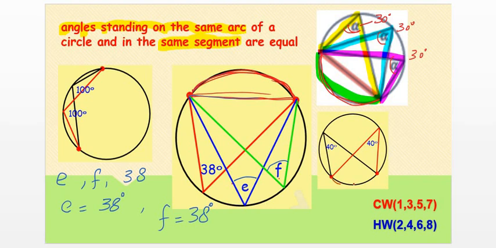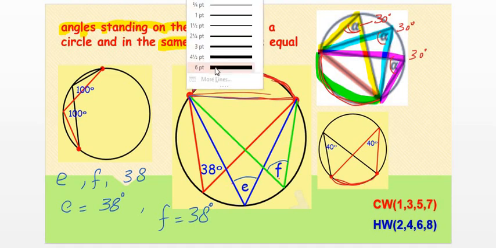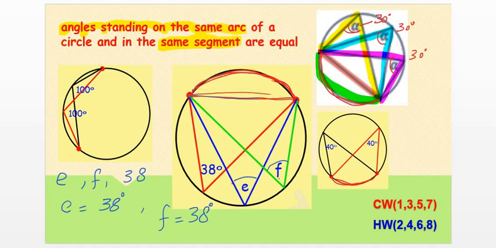Now here is another example. Look at this one. If I have this red arc, there are two angles standing on this arc. Here with this blue color, look at this one. This is one of the angles standing on this arc, and then we have another angle, the green one. It's also standing on the same arc. So if the value of one angle is 40, the other one will also be 40.